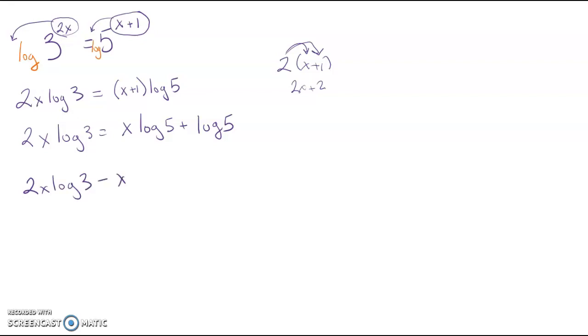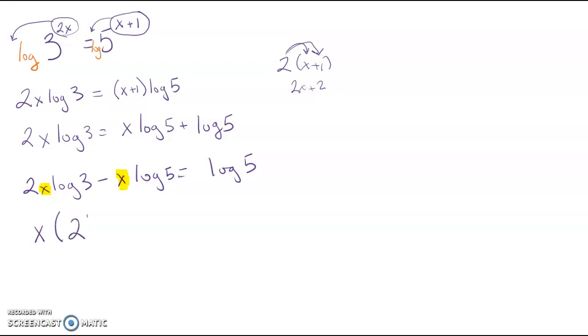So I'm going to subtract it, leaving you with log of 5 by itself over there. Now, just like we distribute something in, we can factor something out. Notice that they both have an x. So let's factor out the x.